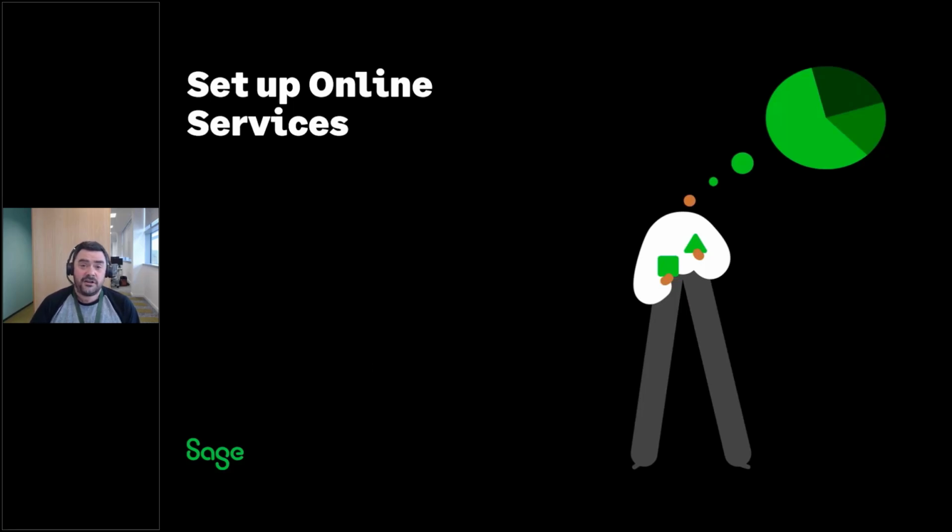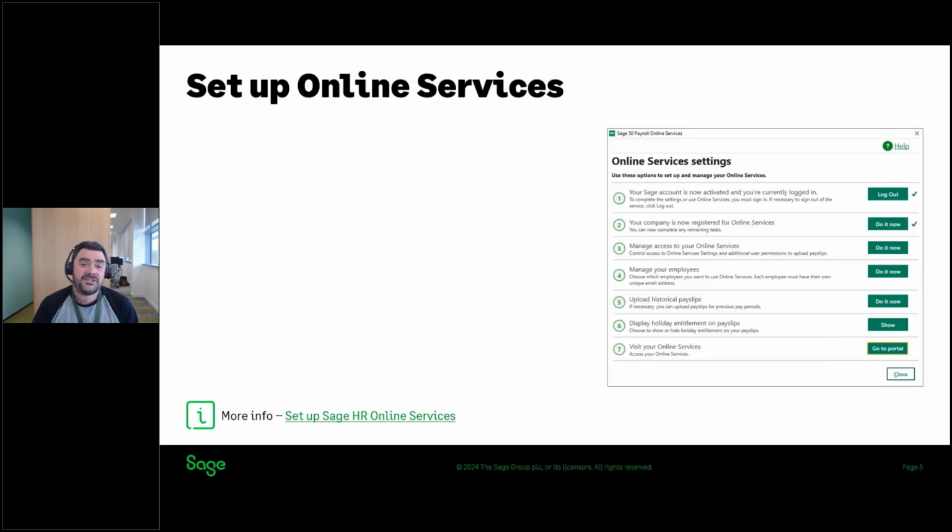So let's start things off by looking at the process to set up online services. With your Sage 50 Payroll subscription, you do have access to Sage HR online services in order to host your payslips and P60s. This is completely free. It's included in your payroll subscription, but there are additional modules that you can get from Sage HR, which you can choose to subscribe to.